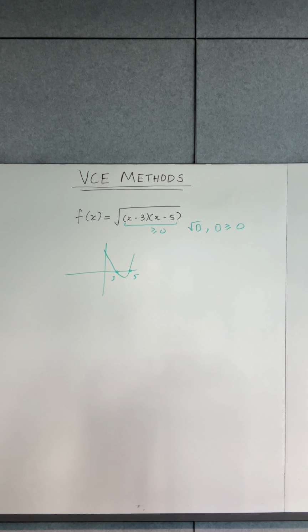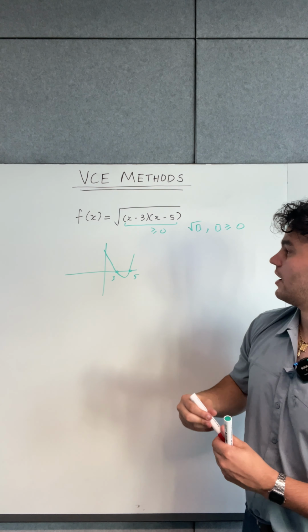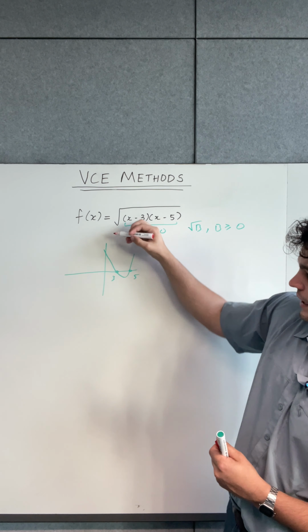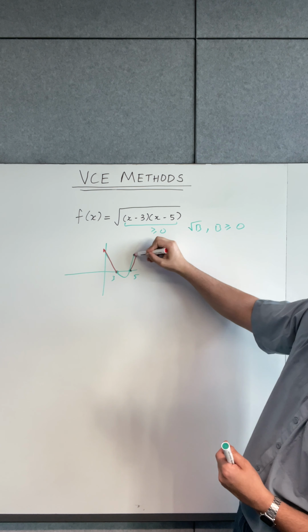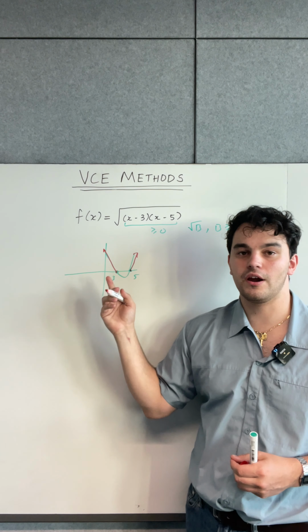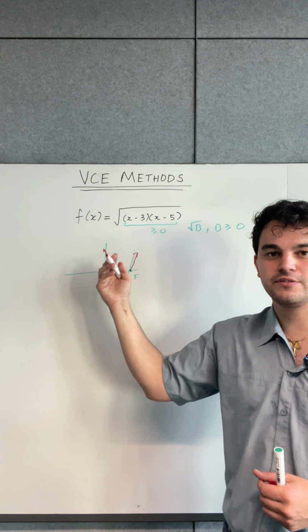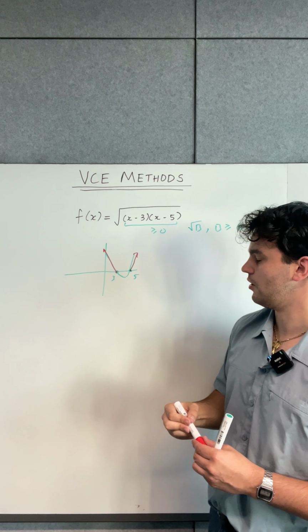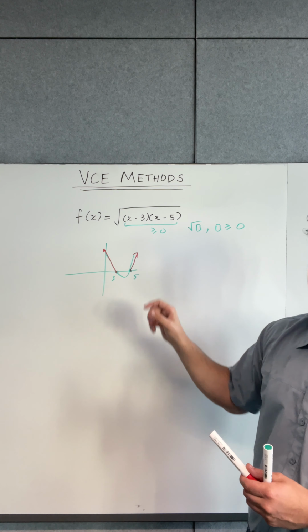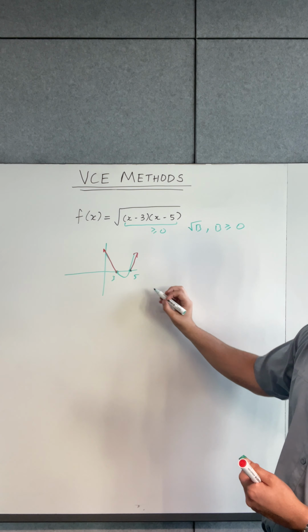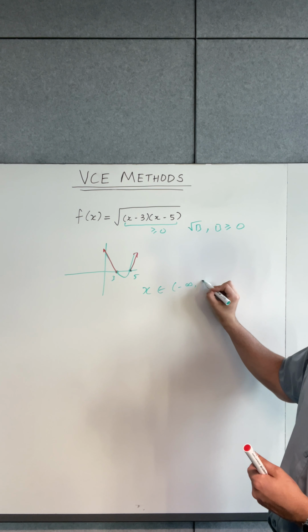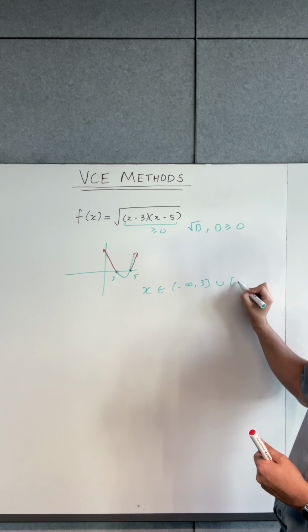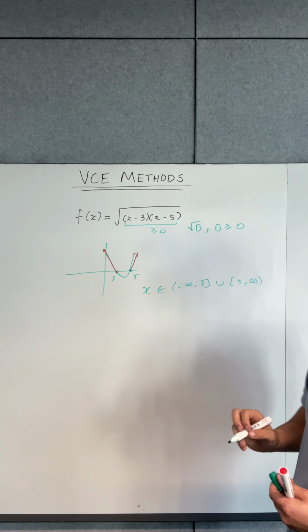And if I just use a different color for this one, what I can try and imagine is that this is greater than or equal to 0 for this red region here, and then also this red region here. Essentially, it's just wherever the y value is positive or wherever the y value is 0. So if I wanted to define that red region as a domain, how I would do that is by saying x is an element of negative infinity to 3, and I'll union that with 5 to infinity.